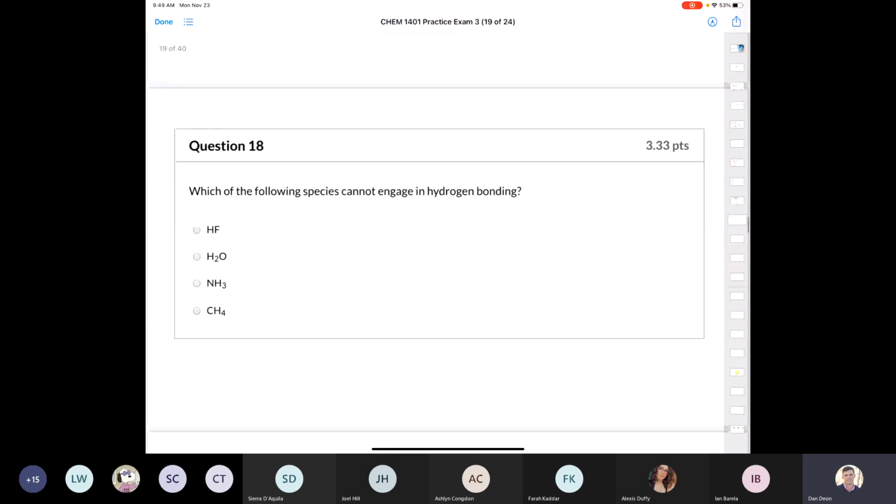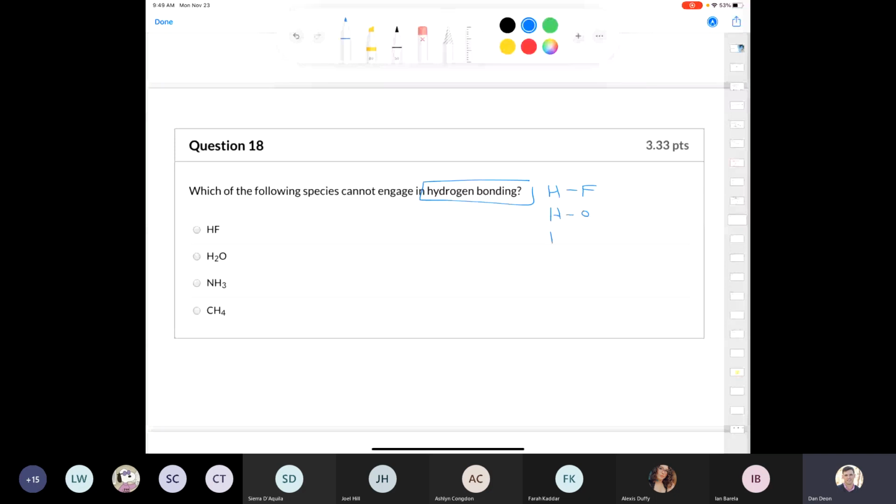Number 18, which of the following cannot engage in hydrogen bonding? In order for a molecule to exhibit hydrogen bonding, it has to have either a bond between hydrogen and fluorine, a bond between hydrogen and oxygen, or a bond between hydrogen and nitrogen. If I look at HF, the structure of HF is good because there's a bond between hydrogen and fluorine. If I look at water, of course that can hydrogen bond. It's the best hydrogen bonder there is. If I look at ammonia, it can also hydrogen bond. There are 3 bonds between nitrogen and hydrogen.